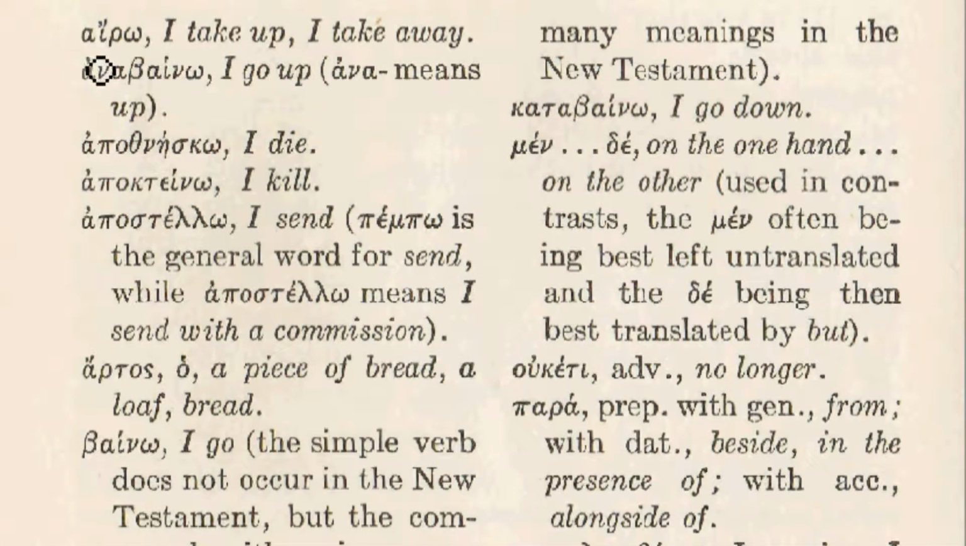The vocabulary list gives us some fairly important words. These are words you'll certainly want to, again, master, memorize. The first one is the word iro, which means either I take up or I take away. And again, the context is going to help us understand which meaning is in place. Sometimes it gives rise to an ambiguity.